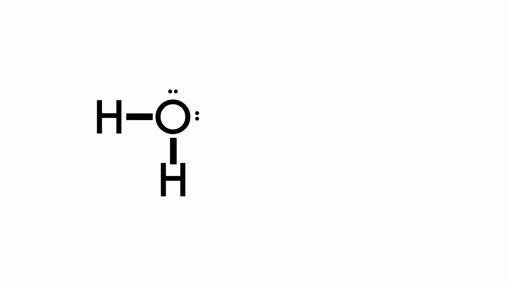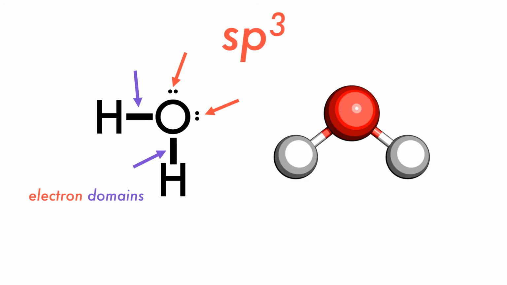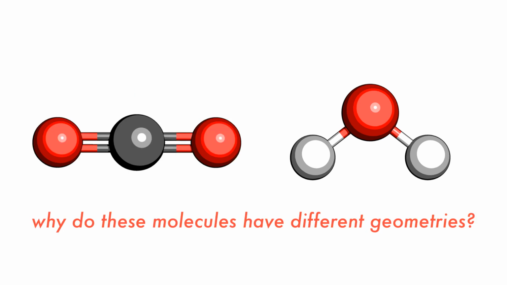Water also has 4 electron domains, 2 bonding and 2 lone pairs, meaning that the central oxygen is sp3 hybridized. The repulsion of the lone pairs causes the water molecule to adopt the bent geometry. This means that it will have the usual sp3 hybridized tetrahedral electron domain geometry, but will have a bent molecular geometry. It is important to understand why carbon dioxide and water have different geometries. For more on this, please refer to the VSEPR videos linked in the description below.